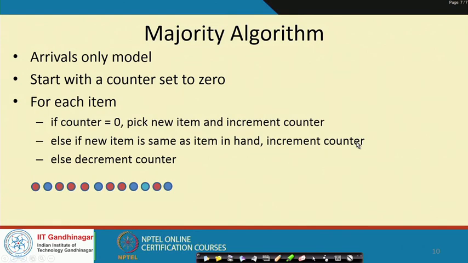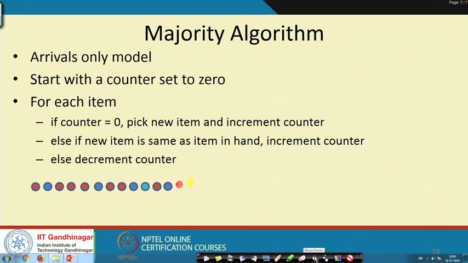So, here is what we want to do. Again, I am casting the puzzle in our streaming model where we are talking about arrivals only. Suppose we have this stream: red, blue, blue, red, blue, red, red, red, red, blue, red, red, yellow, turquoise, blue, blue. Maybe I should put in a few more colors. Maybe I should have a pink out there, maybe a yellow out there, and so on.